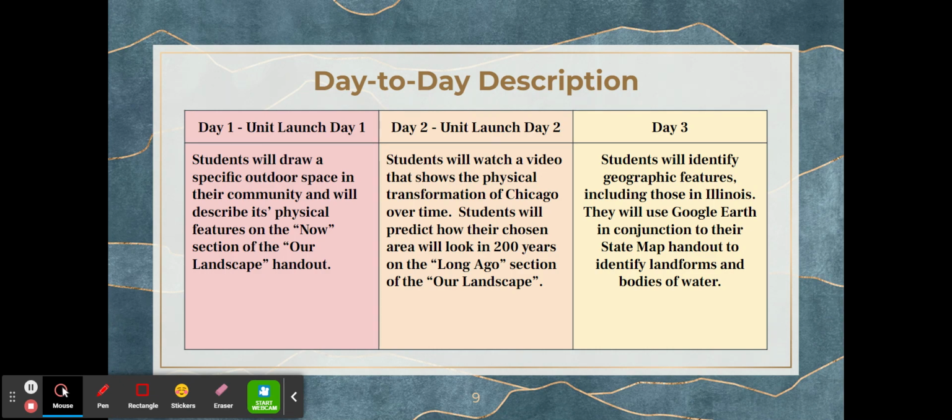Lastly, on day 3, students will identify geographic features, including those in Illinois. They will then use Google Earth in conjunction with their state map handout to identify landforms and bodies of water. Students will have time to first self-discover using Google Earth and its navigation tools. Then they will be able to work with a group to fill out their state map handout on Seesaw.